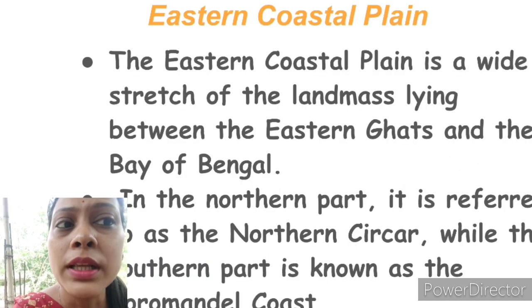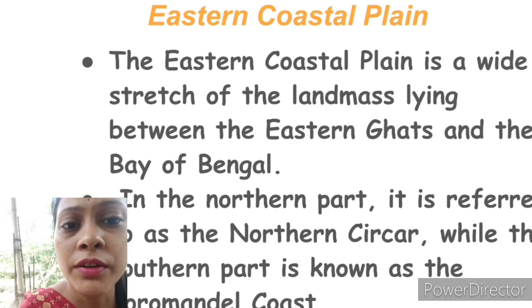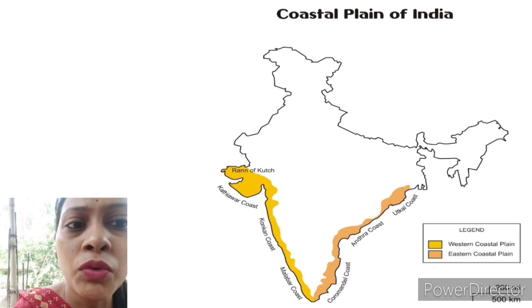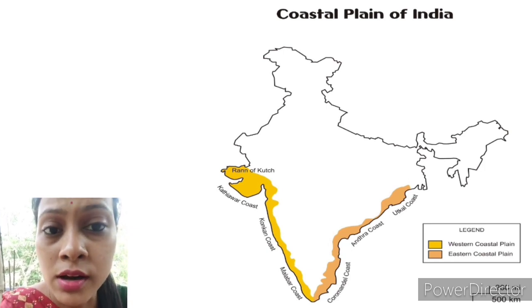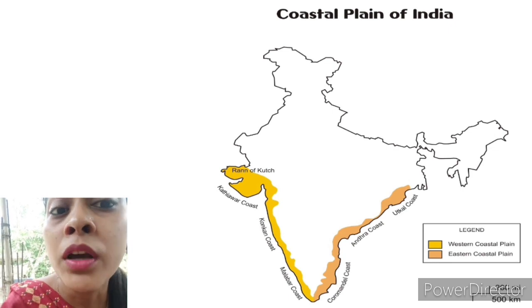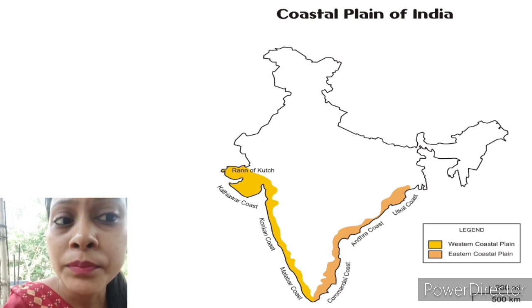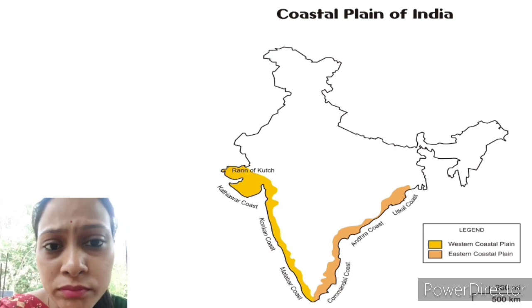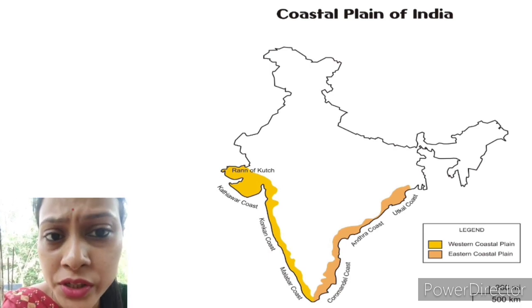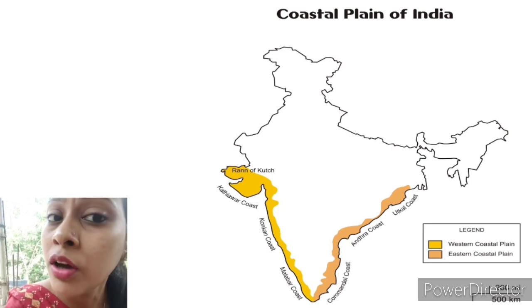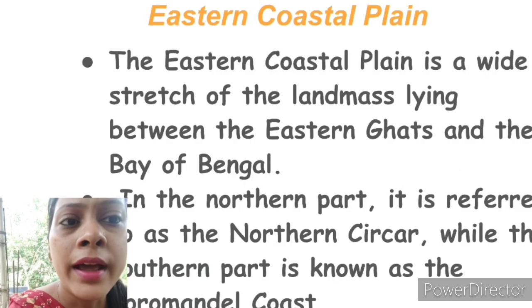Now the eastern coastal plain is a wide stretch. If you see in the map, the eastern coastal plain is wider than the western coastal plain. Though the western coastal plain is a little wider in the Gujarat area, if you see the average broadness of these two divisions, then you can see that the eastern coastal plain is broader than the western coastal plain.